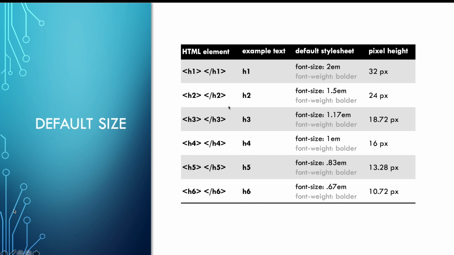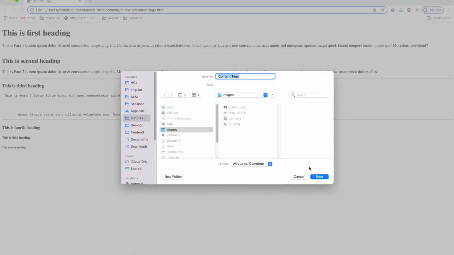Now, we have seen some difference between H1 to H6: there is a font size difference. By default they are measured in em, another dimension to measure size. If you convert em to pixels, the h1 font size is 32 pixels, h2 font size is 24, and likewise h6 represents 10.72 pixels. So how do we find that? Where do we find that?